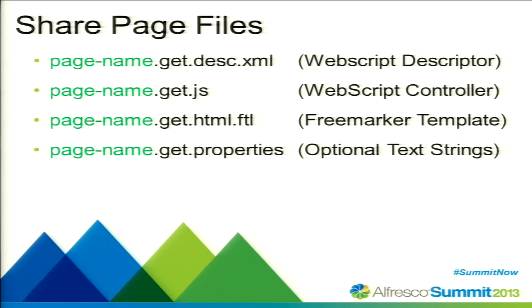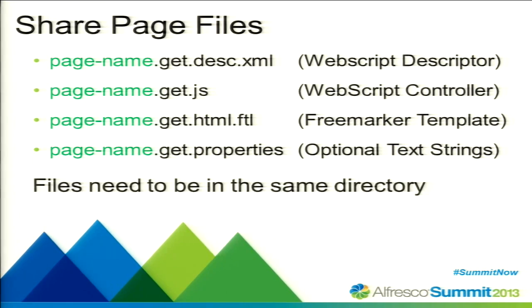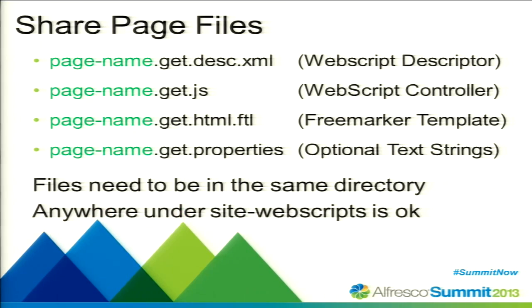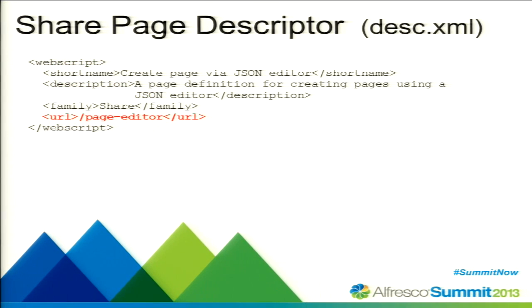That has the JSON in it. There's still a FreeMarker template, but the template is much different than it used to be. And then you can put some properties there if you have some strings that you want to include on the page. So that's pretty straightforward. And you need to put those all in the same directory, and like I say, you can put them anywhere under the site Webscripts directory.